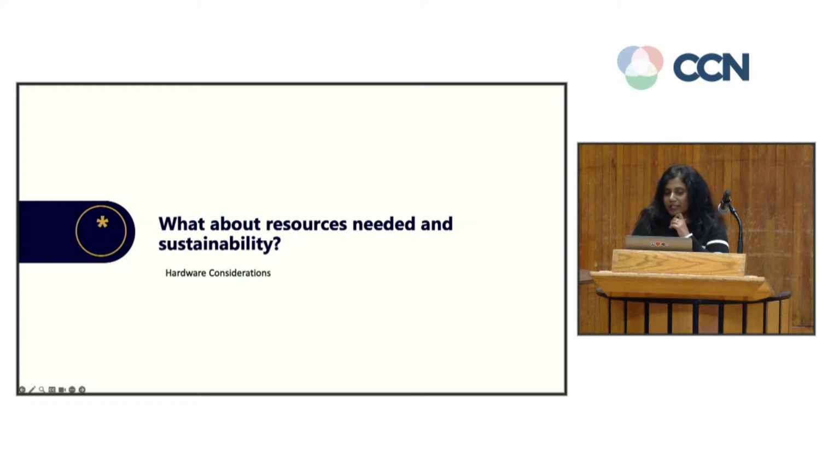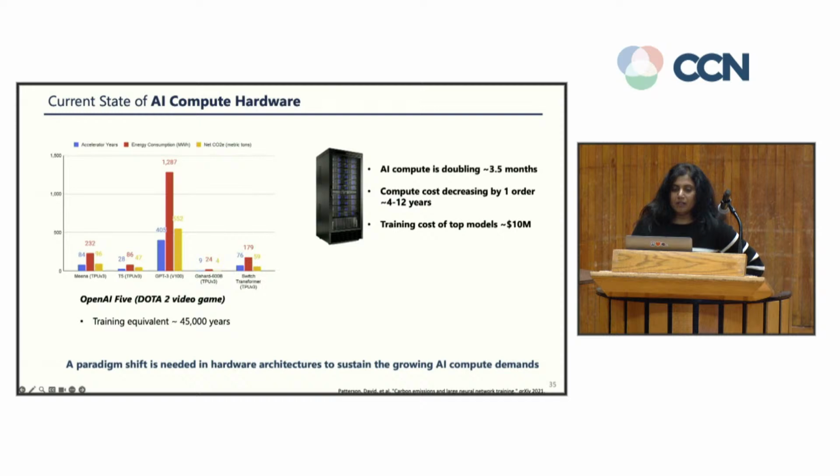So, this is all great, but I've mentioned the challenge with the resources we need, and is it sustainable to build these types of models? If you look at AI compute, currently it's doubling every 3.5 months, and costs are decreasing by 1 order every 4 to 12 years. And you might have seen that the training costs for the top models are significantly high, about $10 million. And this plot on the left shows an example of the energy consumption for different popular models.